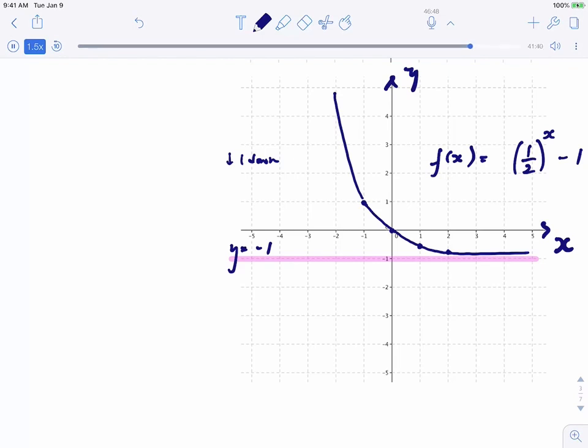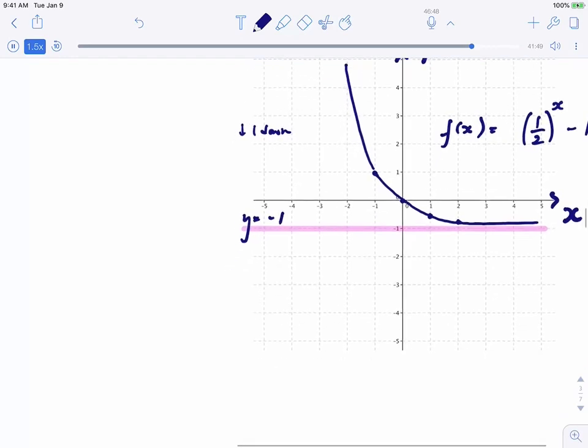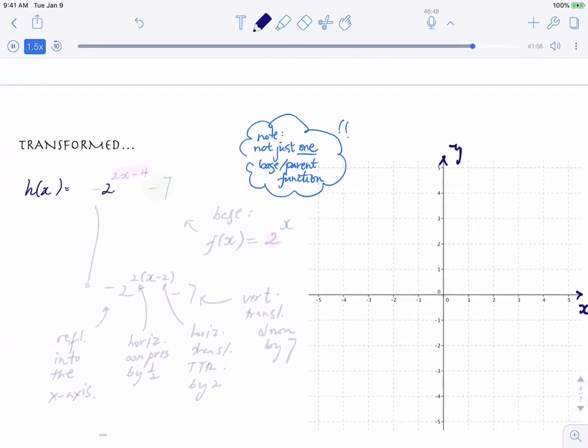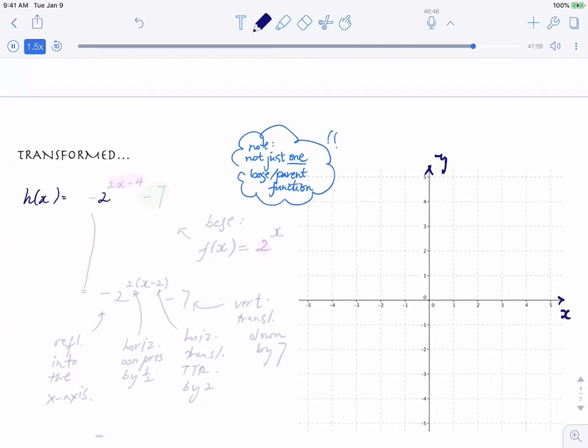Okay, so we're good with all of these? We'll talk a bit more about this next time, reflections. But for now, let's look at one full set of transformations. Let's say h of x is, I'm going to take 3 to the x. Actually, no, let's say 2 to the x. But what I'm going to do is give all the transformations possible in here. So let's say 2x minus 4 minus 7. And we'll put a negative on the -2.